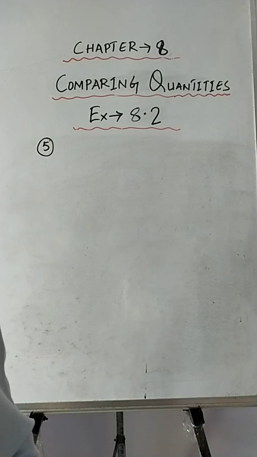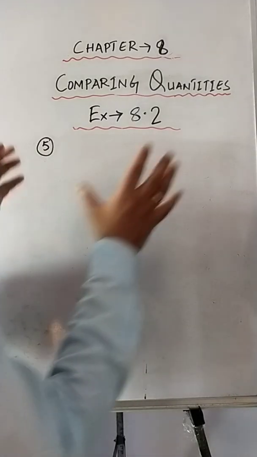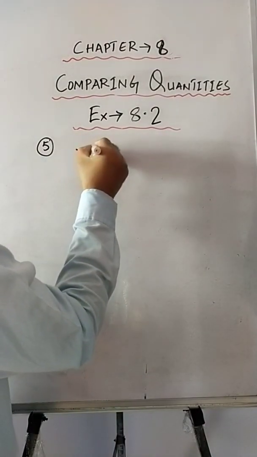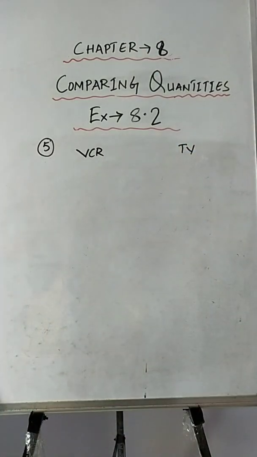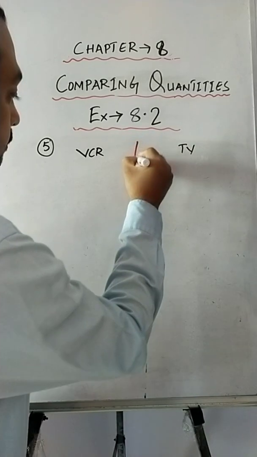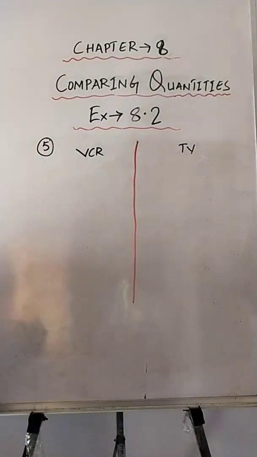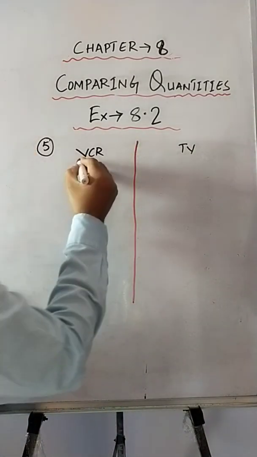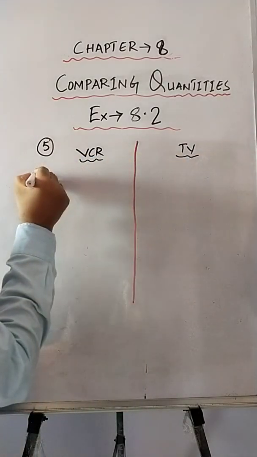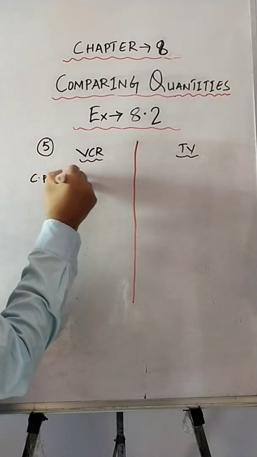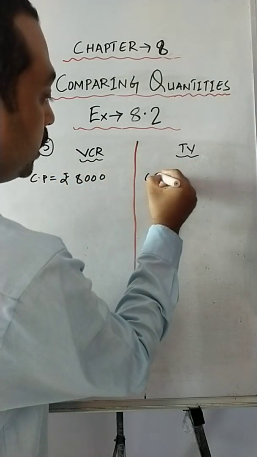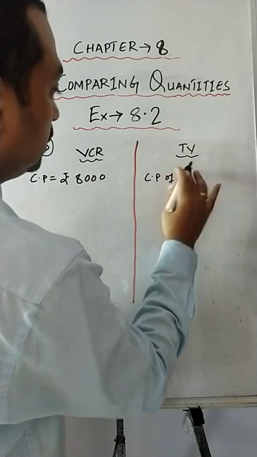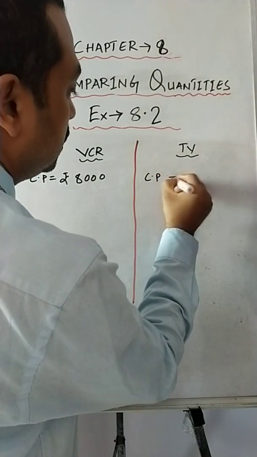A VCR and TV were bought for rupees 8,000 each. That means there are two items there, that is VCR and TV. Okay, so let me just make a two column for this. It will be easier for you to understand now. So this is VCR and this is TV. Now cost price of VCR is 8,000. And what is cost price of TV?